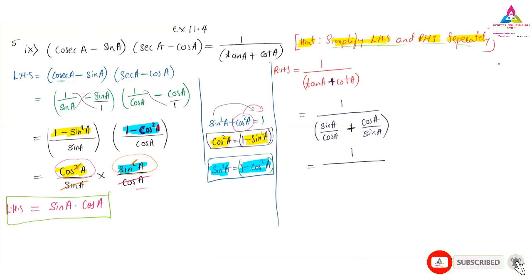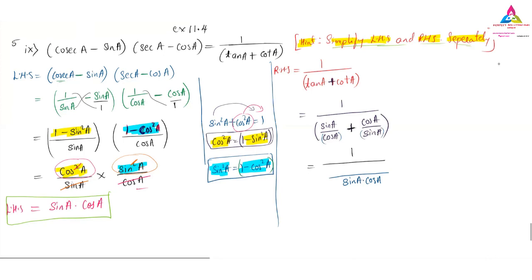The LCM is what? Here we have cos A and here we have sin A. The LCM will become cos A into sin A or sin A into cos A. Both are the same, not a problem, because in multiplication we can apply the commutative property. So it is sin A into sin A, which is sin square, plus cos A into cos A, which is cos square.